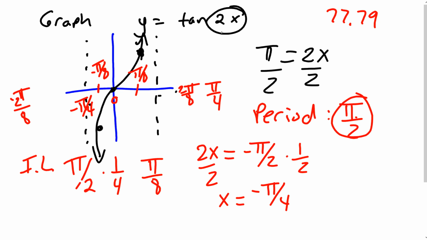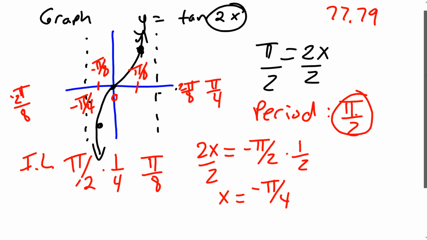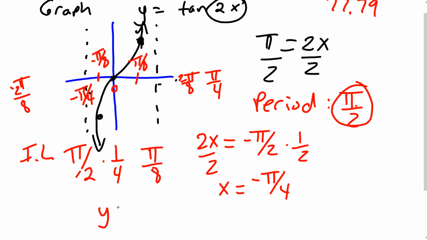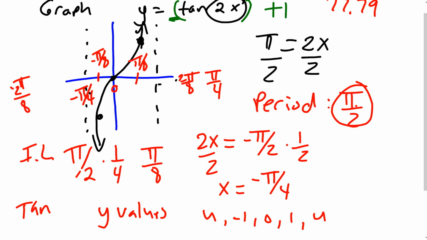Where it starts is normally negative pi halves. Our y values for tangent go from undefined, negative 1, 0, and then positive 1, and back to undefined. Cotangent is just moved over a little bit. Now, if something's out front, that's going to change these y values, or if something's added after this part is taken, then it's going to change these y values. And our x's always start, like I said, at negative pi halves and go to pi halves. So that's how you can do tangent.